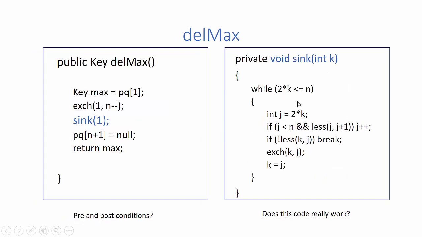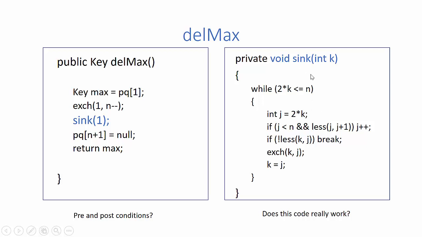Delete max works like this. So we say, okay, max is the first one. Then we exchange the one with the n and decrement the size of the queue because we are deleting it. And now we are sinking one. And then just to be safe, we will make that last thing null and return the max.